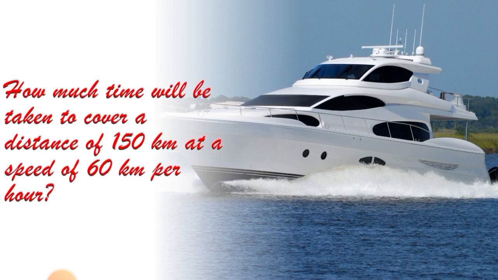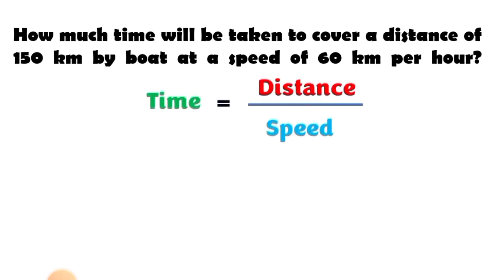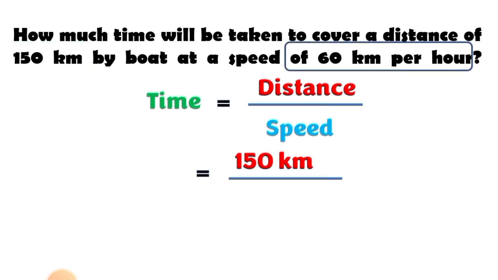The boat will travel a distance of 150 km and its speed is 60 km per hour. So let us solve for the time. Using the same formula, time is equal to distance divided by speed. Now from our problem, the distance is 150 km divided by the speed of the boat. The speed is 60 km per hour.